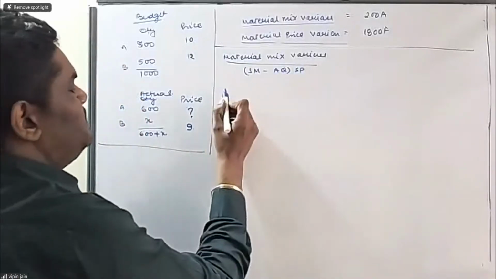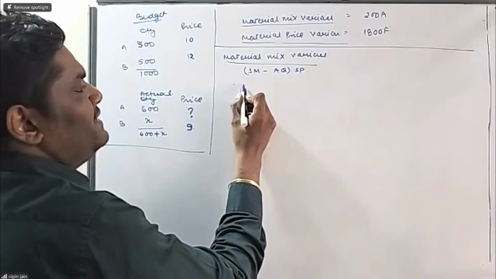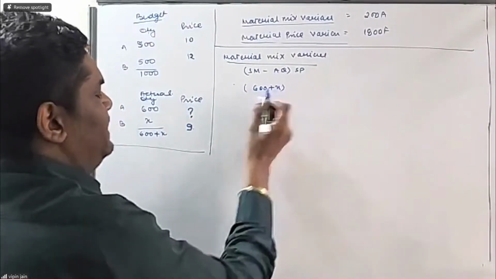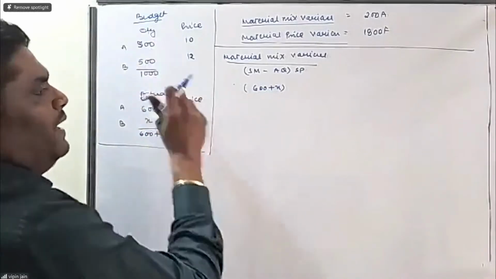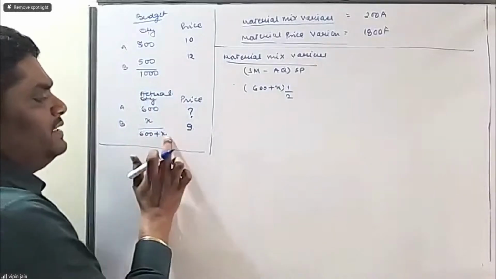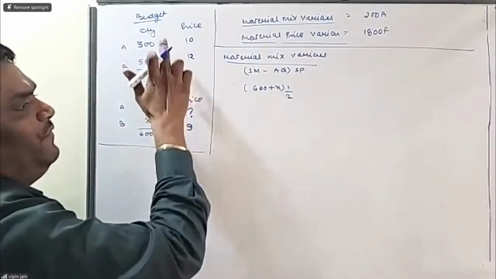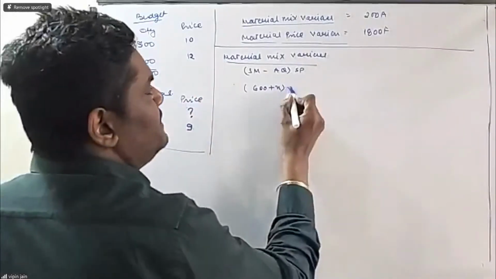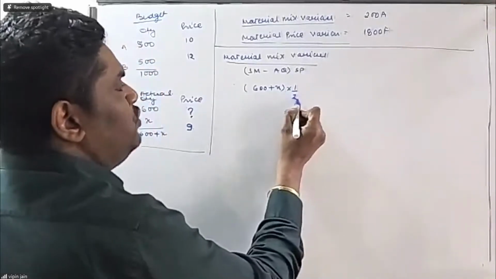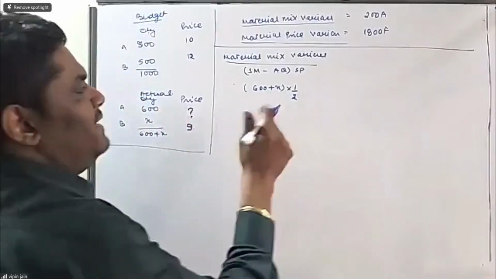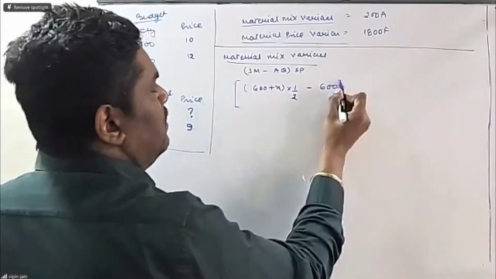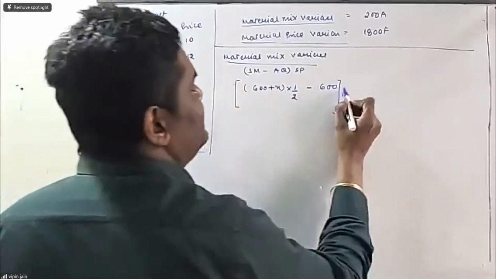So what should be my mix for A? Very simple. 600 plus X should be in the ratio of 1 is to 1. That is 50%. That is 1 by 2. So (600 plus X) into 1 by 2 should be my standard mix, minus actual quantity. Actual quantity is what? 600. Into my standard price, that is 10.